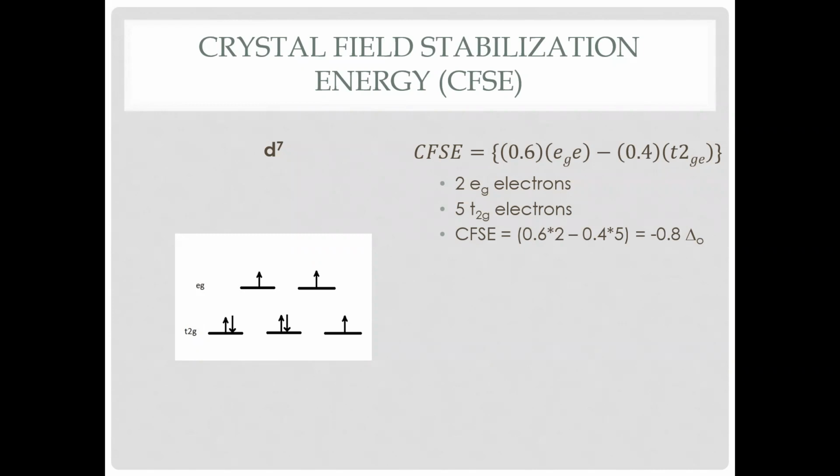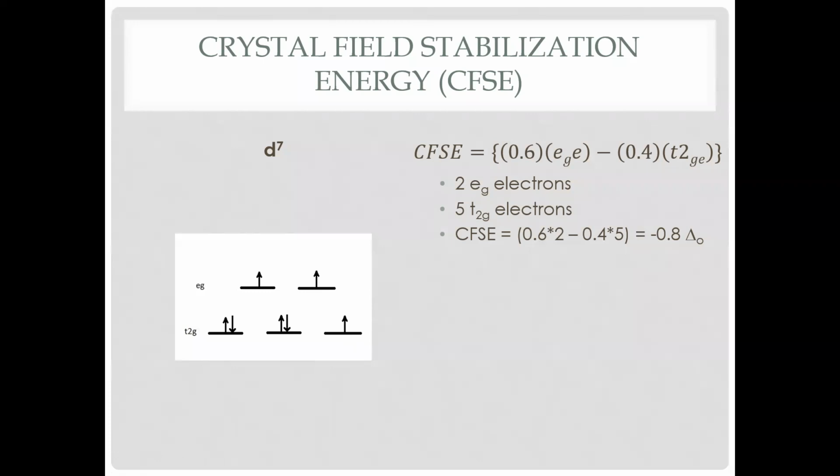Okay, so notice we have more electrons, but our stabilization went down a little bit. Instead of 1.2, we have 0.8. And this is because we have the eg electrons that are kind of destabilizing the situation here. So the more electrons in the t2g, the more stable it is, the more in the eg, the less stable it is.